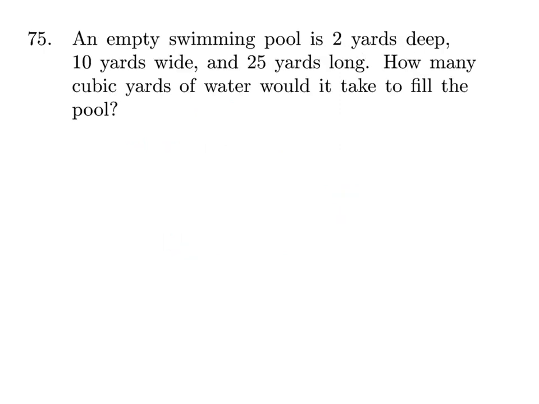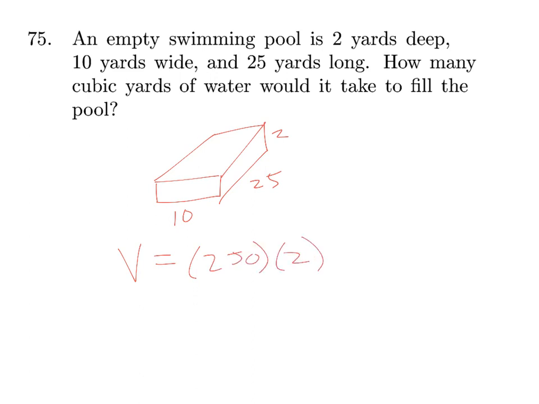An empty swimming pool is 2 yards deep, 10 yards wide, and 25 yards long. How many cubic yards of water would it take to fill the pool? So swimming pool, 2 yards deep, 25 yards long, 10 yards wide. The area of the base is 10 times 25, which is 250, times the height, which is 2. And then I have yards cubed.